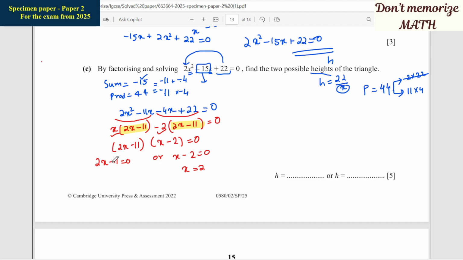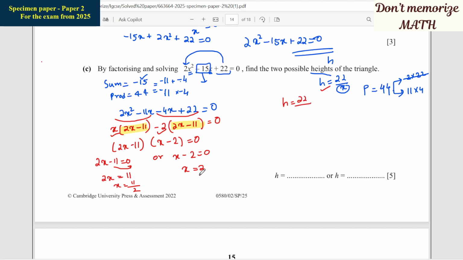How to find the next x value? We'll move minus 11 to right side, so you will get 2x equal to, minus 11 will come here, it will become 0 plus 11, that is 11. So x is equal to 11 over 2. Okay, keep it like that, because if you are changing to 5.5 it will be difficult to find the small letter h. So keep it like that. So we need small letter h value. So h is equal to 22 over x.